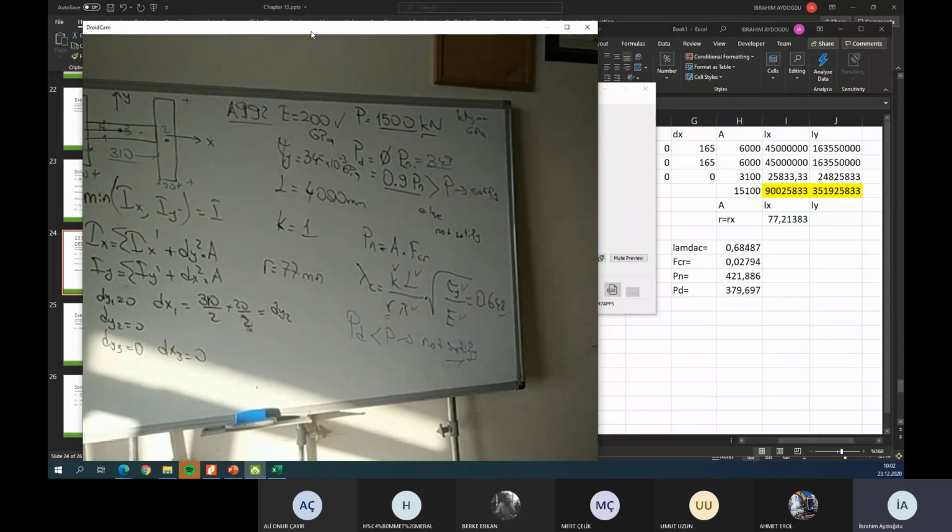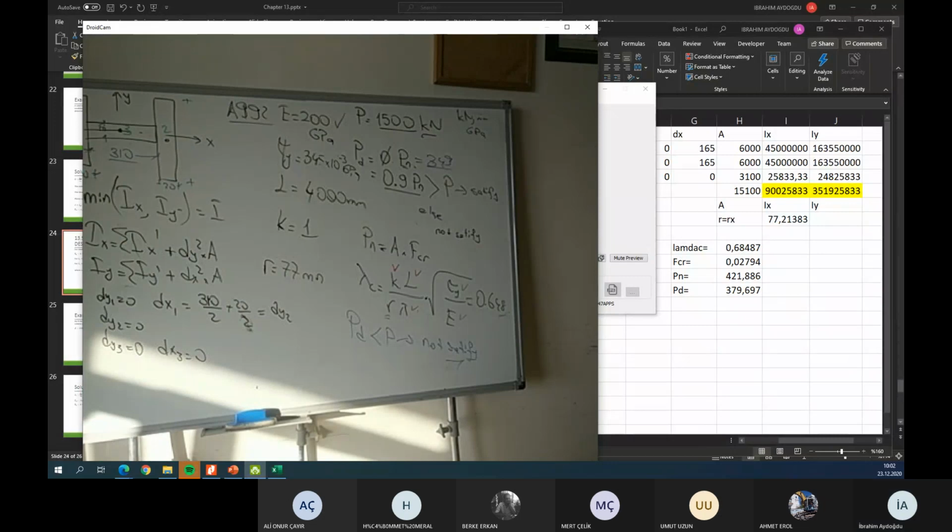We need to increase our cross section's dimensions. You can see we need about 5 times larger area. We need a 5 times larger area. We need quite a large area, as you can see.